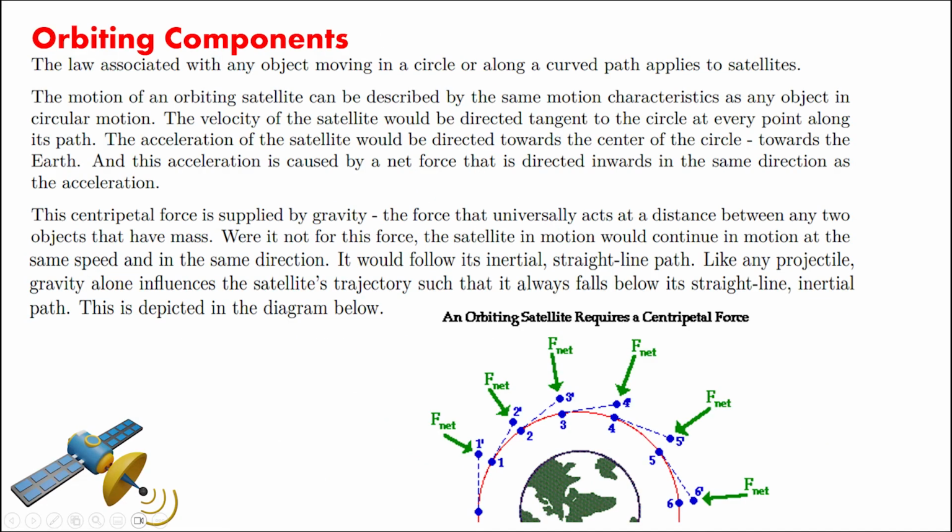Now let's move on to orbital components. The laws associated with any object moving in a circle or along a curved path apply to satellites. The velocity of the satellite is directed tangent to the circle at every point along its path, and the acceleration is directed towards the center of the circle, towards the Earth. This acceleration is caused by a net force that is directed inwards in the same direction as the acceleration. Gravity alone influences the satellite's trajectory, so it always falls below its straight-line, inertial path. This is depicted in the diagram below.